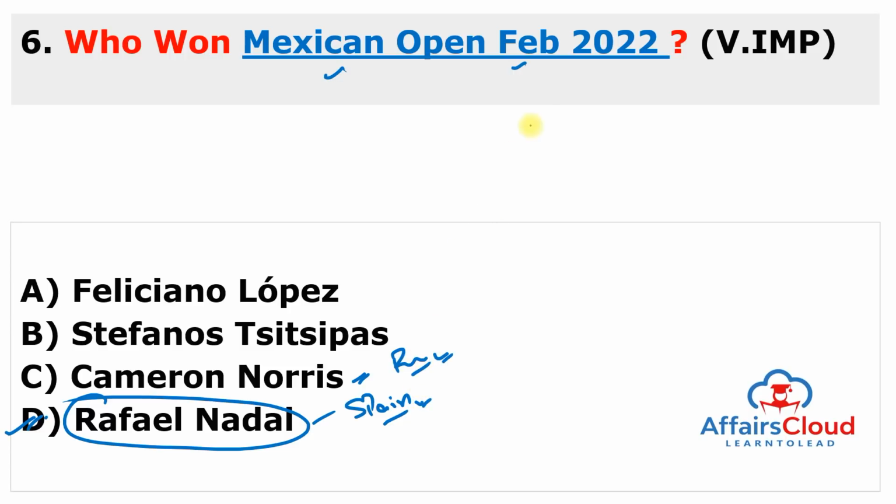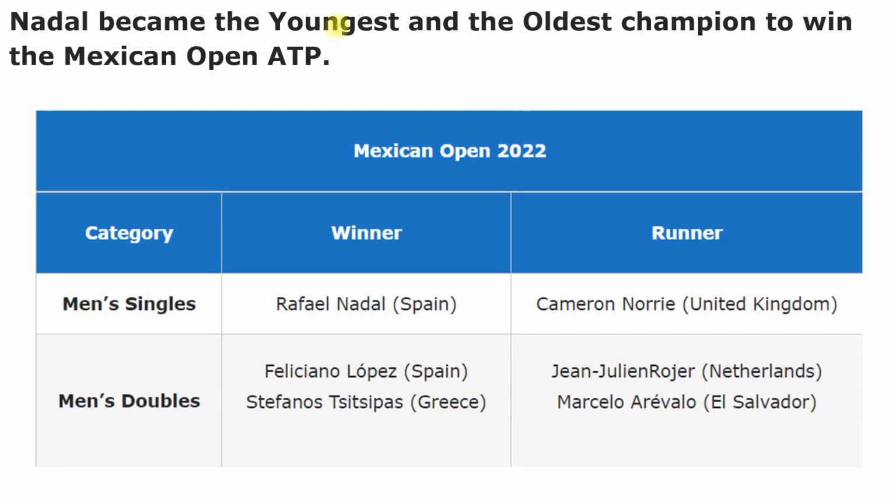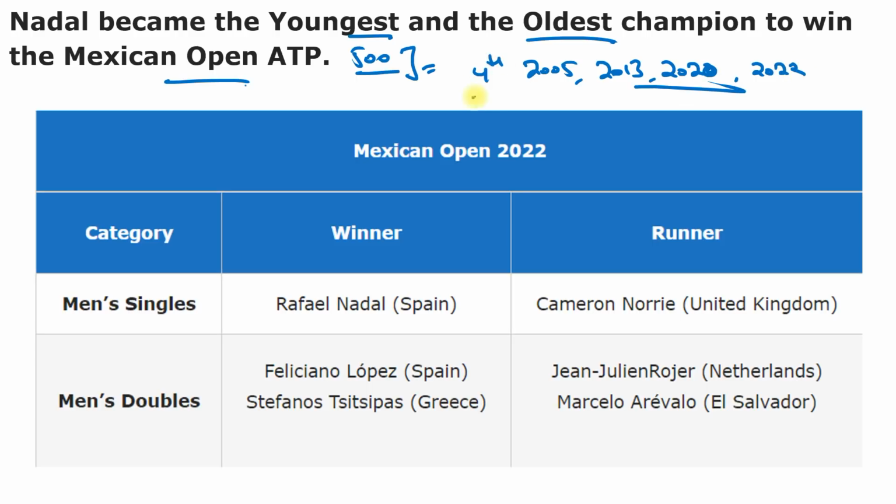And this tournament is played on hard court, and this is the fourth time that this player Rafael Nadal won the Mexican Open. So you can see here, Nadal became the youngest and the oldest champion to win the Mexican Open Association of Tennis Professional Tournament, or this is also known as one of the ATP 500. Previously, Nadal had won this Mexican Open in the years of 2005, in 2013, in 2020, now in 2022. So this is the fourth title of Mexican Open which was won by the Rafael Nadal.